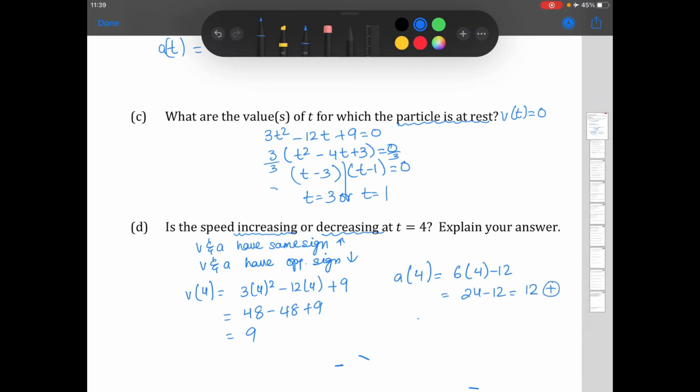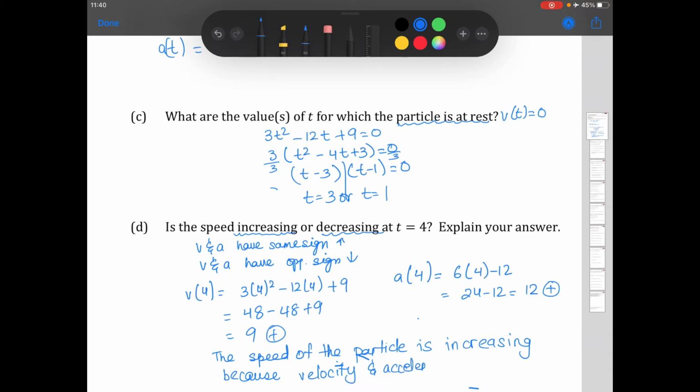So acceleration is positive, your velocity is positive, so the speed of the particle is what? Increasing. So let's write this down because it says explain your answer. The speed of the particle is increasing because velocity and acceleration are both positive.